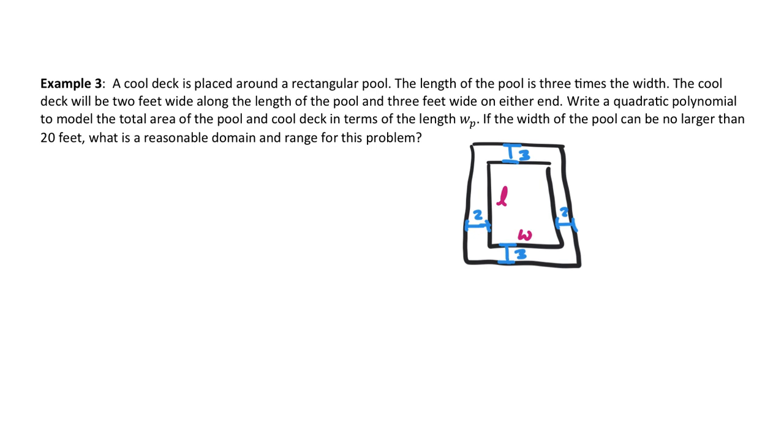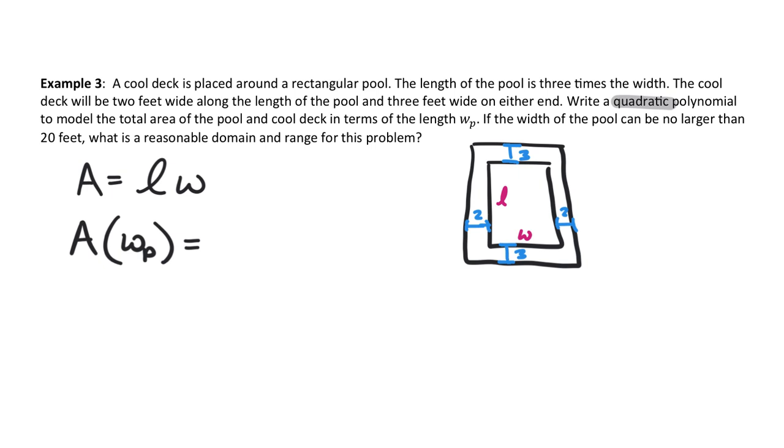Okay, here's what we need to do. We're writing a quadratic polynomial. So they gave us a hint here, a quadratic polynomial to model the total area of the pool. Our job when we're finding area, just in general, is to multiply the length times the width. And if we apply that to our problem, we want the area in terms of WP, which means I want my variable to be the width of the pool.